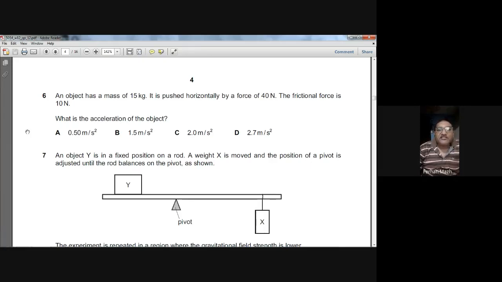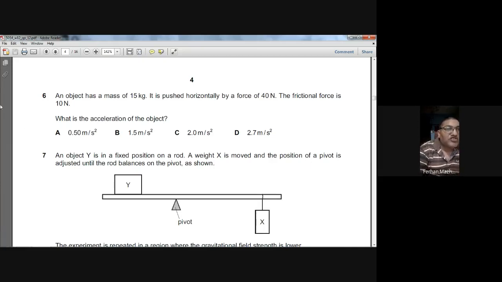So once you have the resultant force, then you can apply Newton's second law of motion. F equals ma. The resultant force is F, m is the mass of the object, and a is the acceleration which is produced. F is 30 Newton, m is 15, and if you want to find a, it will be 30 divided by 15, and the answer will be 2 meter per second square. 2 meter per second square is choice C. For question number 6, the choice is C.